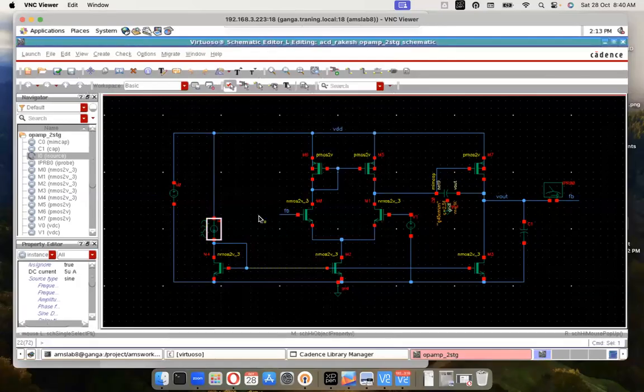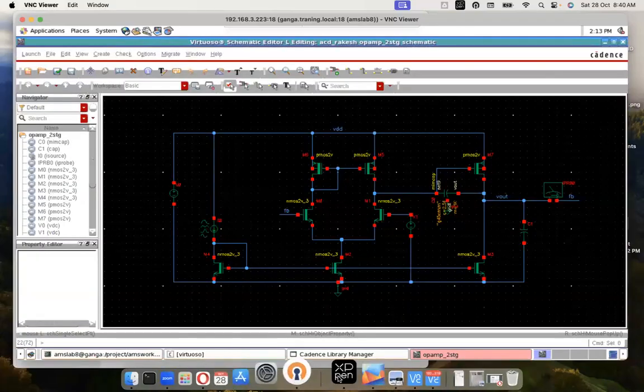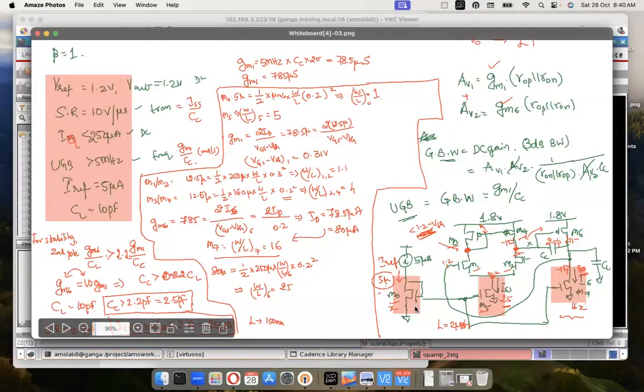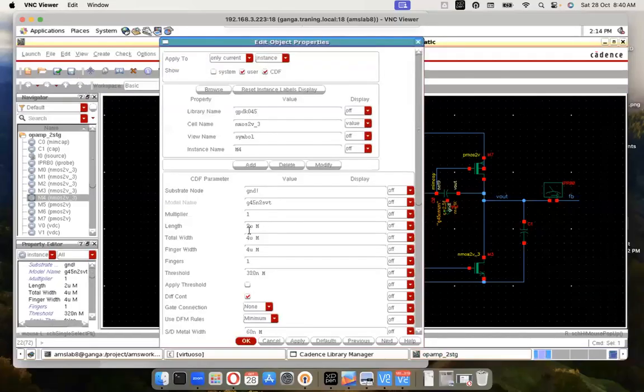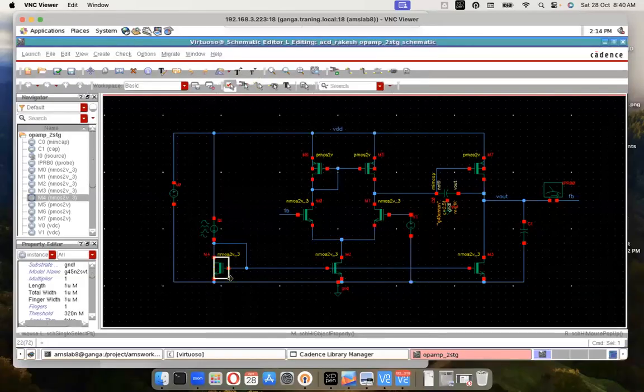Hopefully you're familiar now with the instantiations of the sources and things. Just 5 micro, and this transistor is lower transistor, this one M0. Let's go to M0. Where is M0? 5 micro. W by L is 1. So what should we do? Let's say length, I'll just keep length to be 1 micro. So 1 by 1 is what I have kept.